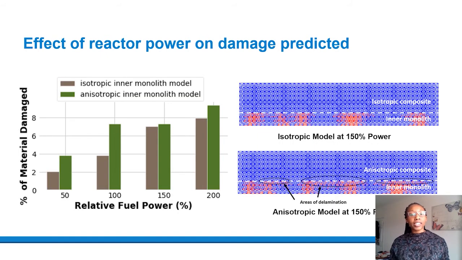When we look at the effect of reactor power on the damage predicted, we see that the anisotropic model predicts higher levels of damage than the isotropic model. We can also see that the relative fuel power increases the amount of damage seen in both models. More noticeably, when we look at the anisotropic model, we see that delamination of the composite monolith interface is predicted at a lower power than in the isotropic model.